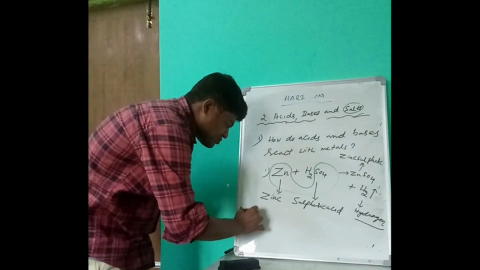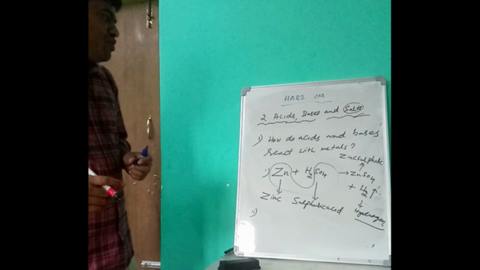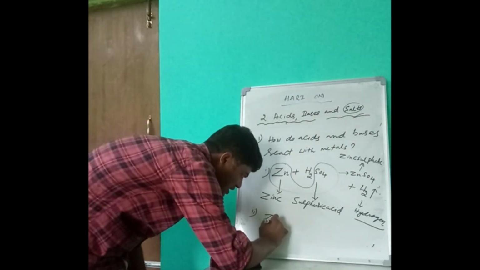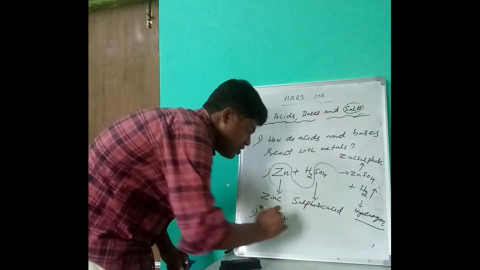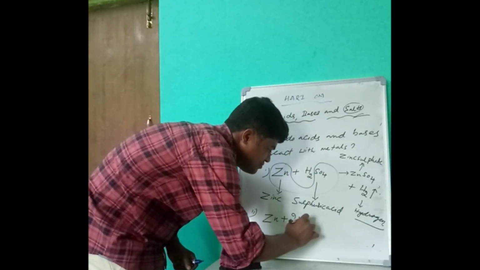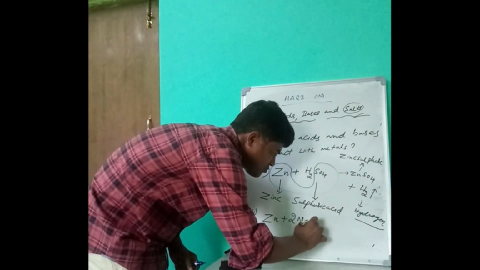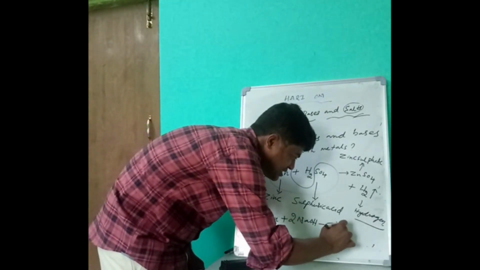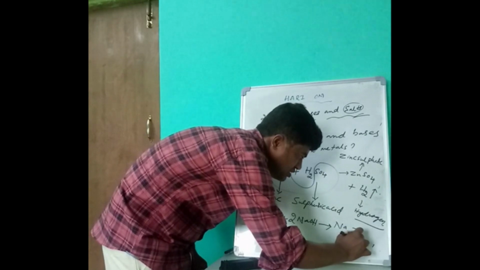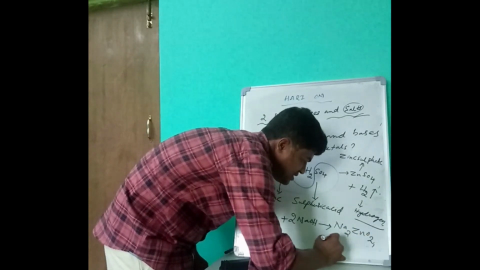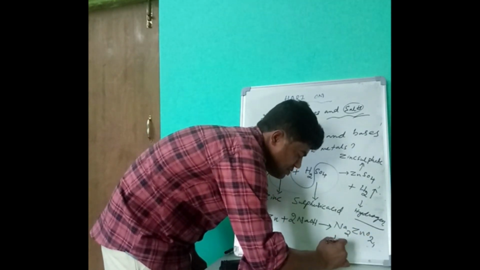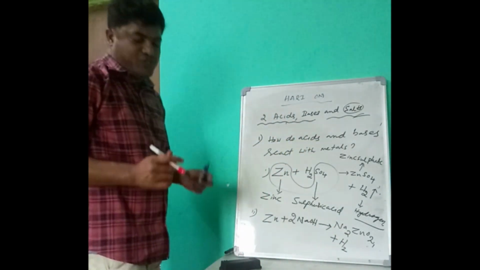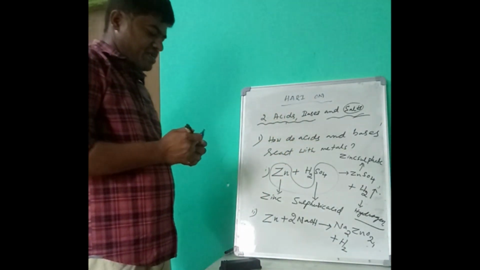And let us see the second example. How does a base react with a metal? Zinc, the same metal, again we are reacting with zinc, sodium hydroxide, which is a base, to give sodium zincate, Na2ZnO2, plus H2.